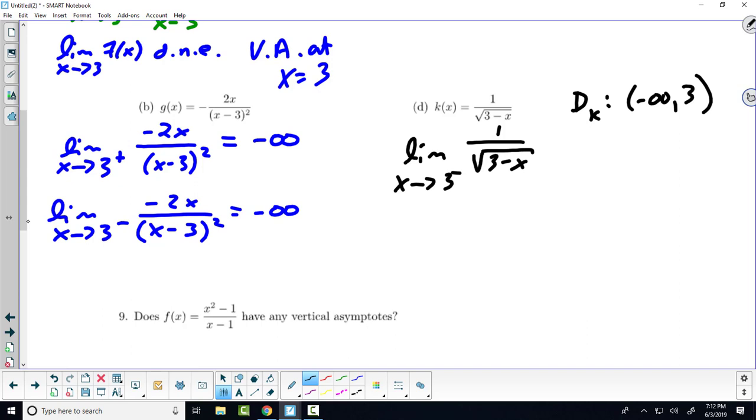Tough stuff. This is not easy. This is tough stuff. Okay? I'm just going to run through the same analysis as before. We've got 1 over, so we've got a fixed positive. When I plug in numbers like 2.9, I've got a small positive number. When I take the square root of a small positive number, it actually gets a little bigger, but it's still small and still positive. So we've got 1 over an arbitrarily small but positive number, so we are approaching positive infinity. No justification required there.